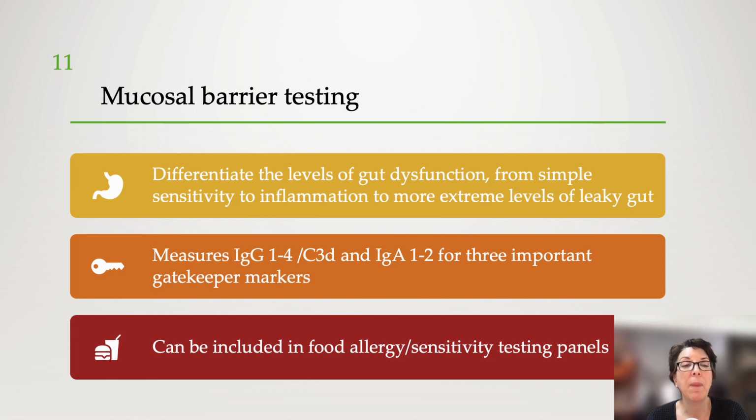You can also do mucosal barrier testing, which is a way to differentiate the levels of gut dysfunction from simple sensitivity to inflammation to more extreme levels of leaky gut. So these are measures of IgG and IgA for the gatekeeper markers. So we want to see that the mucosal barrier is intact, that it's not leaky, that there's nothing that's not supposed to be getting through. And this also can be tacked on in the case where you're doing a food allergy or food sensitivity testing panel. You can do that as an add-on, and that's very convenient because sometimes you may suspect a food allergy or a food sensitivity.